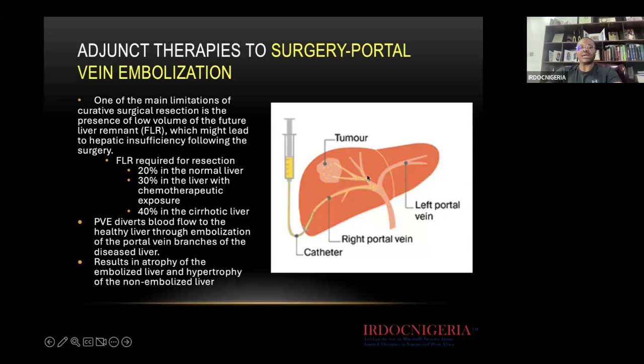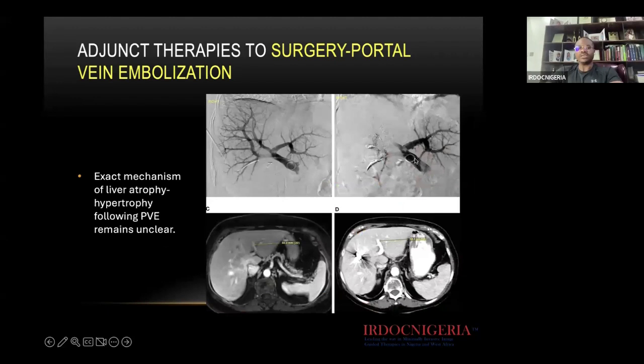And what happens is you get hypertrophy of the non-embolized liver in those patients. So this is basically an intraprocedure picture where we've gone in transhepatic, gone into the portal vein with a catheter here. And you can see a portal venogram here showing the branches of the left and the right hepatic lobe. And in this case, the tumor is somewhere here.